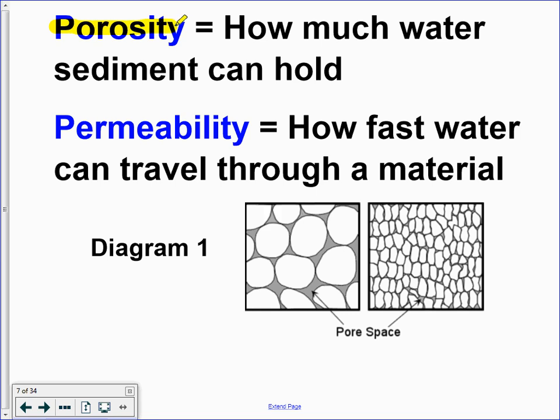Two words that you have to know the difference between are porosity and permeability. If you haven't written anything down yet, by George, write these down. Porosity is how much water a sediment can hold. So this is more of an amount. How much? So this is going to be something like, I don't know, 50 grams.